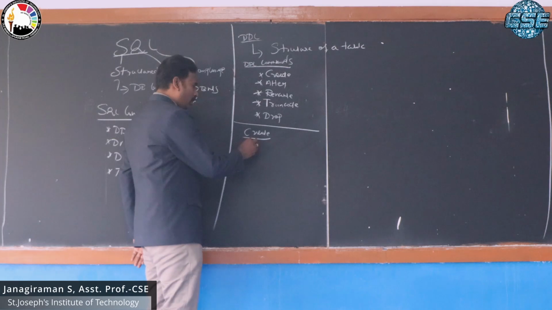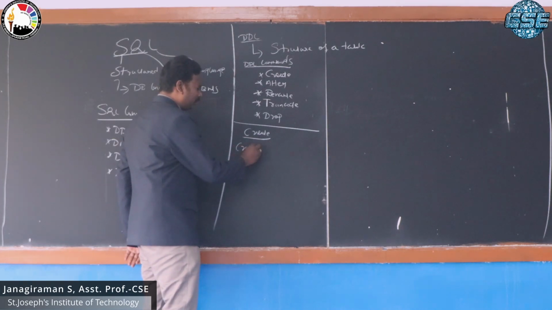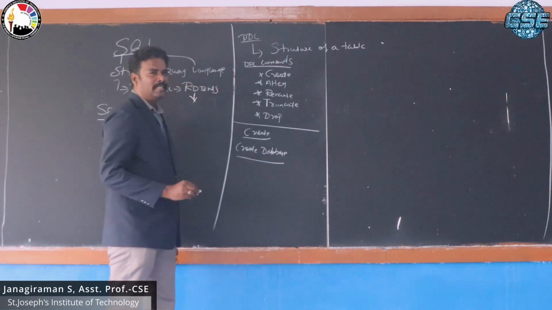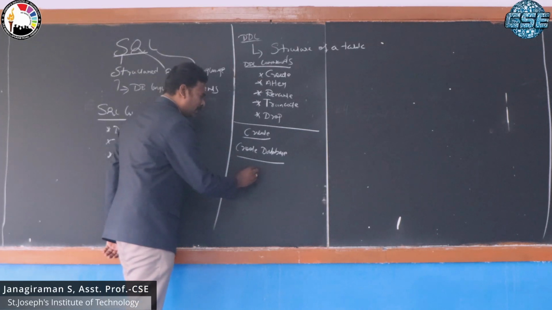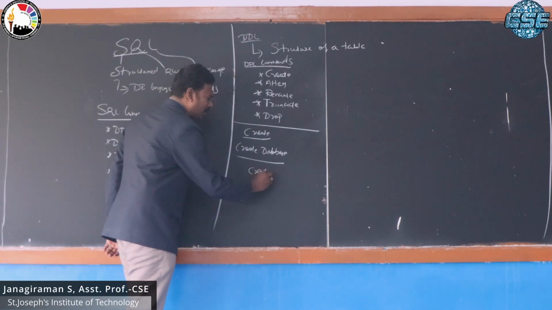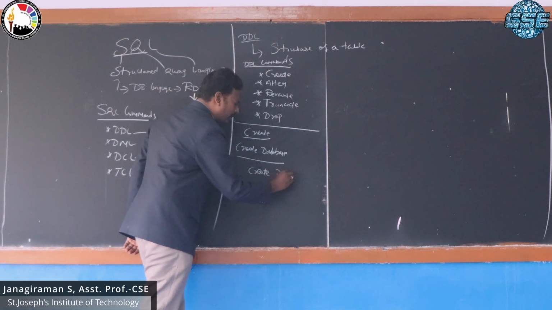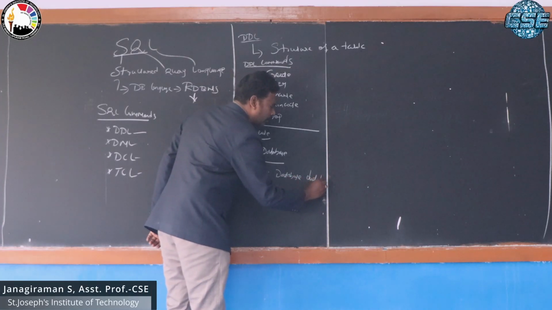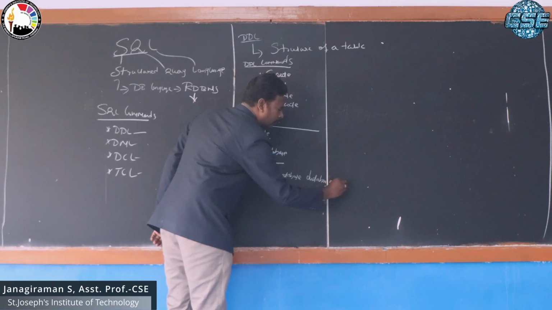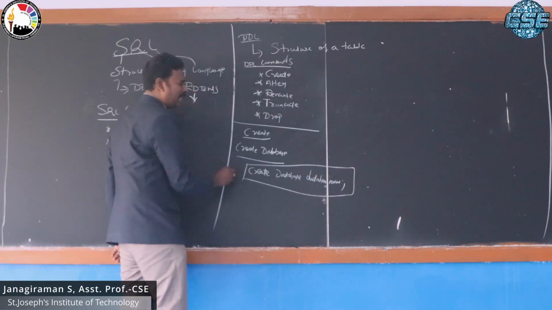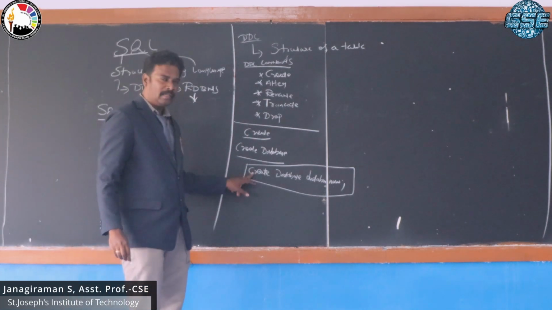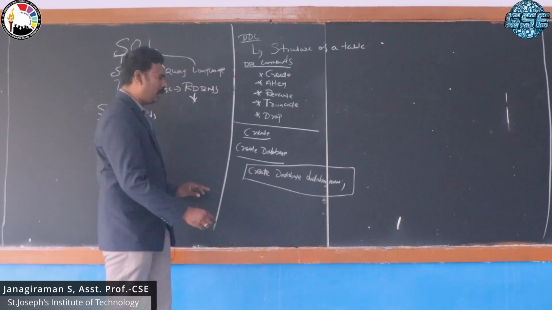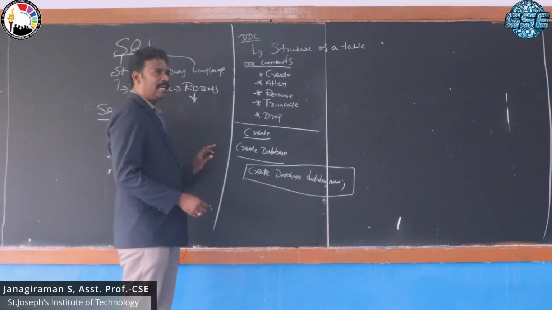So first, let's learn how to create a database. There is a syntax for everything. For creating a database, the general syntax is: create database name. Create is a keyword, database is a keyword, and the database name is the name of the database that you are going to create.